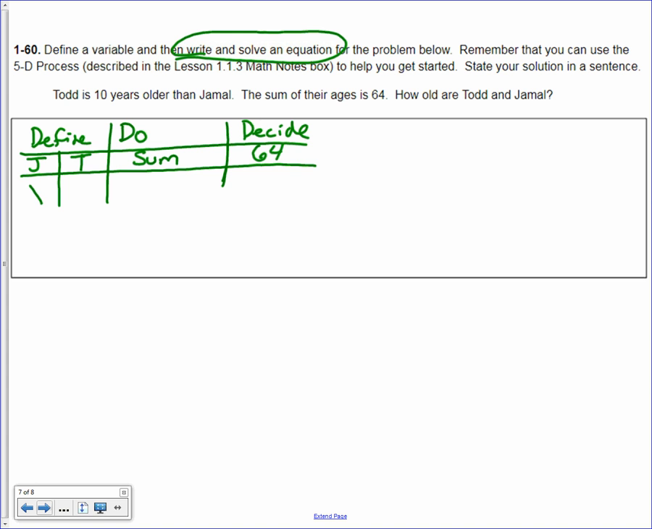So I'm going to make Jamal x. And then if Todd is 10 years older, he would be x plus 10. And then their sum would be x plus x plus 10 equals 64.